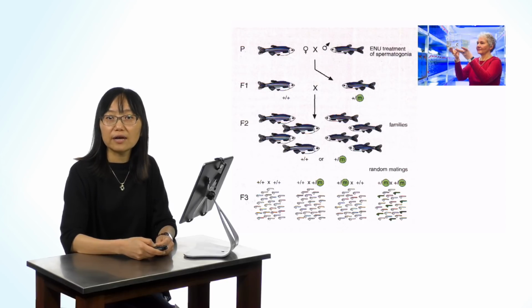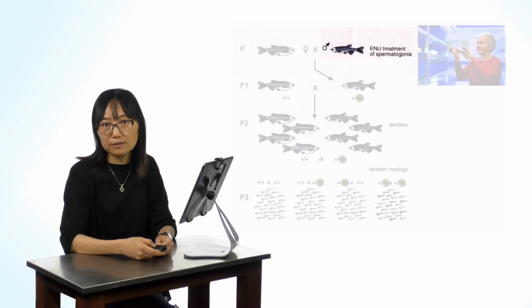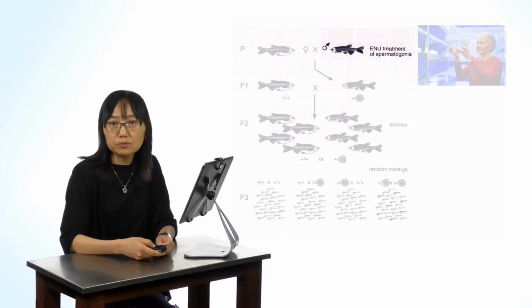Now let us take a moment to reflect on the reasoning behind this 3-generation breeding strategy. In this screen, researchers mutagenized the fish genome by soaking male fish in ENU solution to induce point mutations. They carefully titrate the concentration of ENU and use the condition that will induce 1 mutation per genome. This means that each sperm this male fish produces carries a unique mutation.